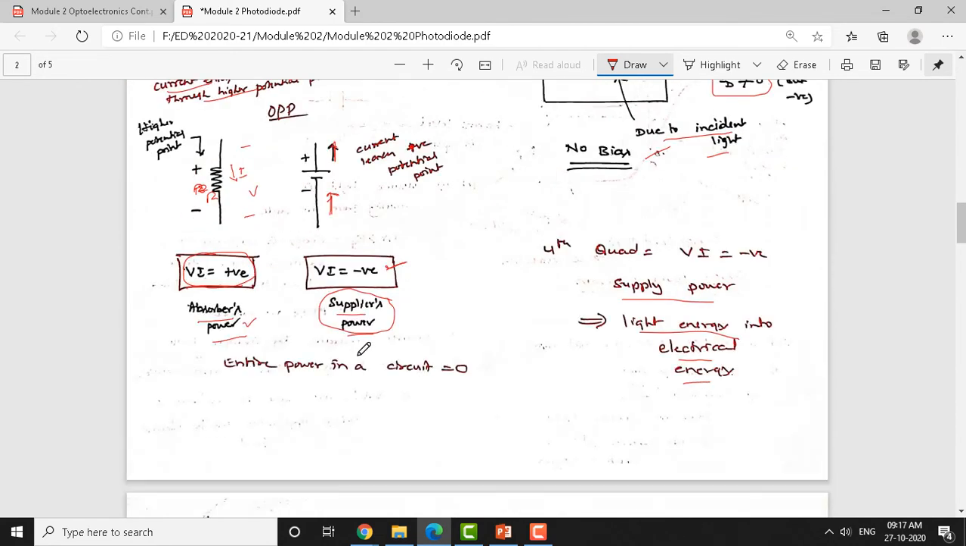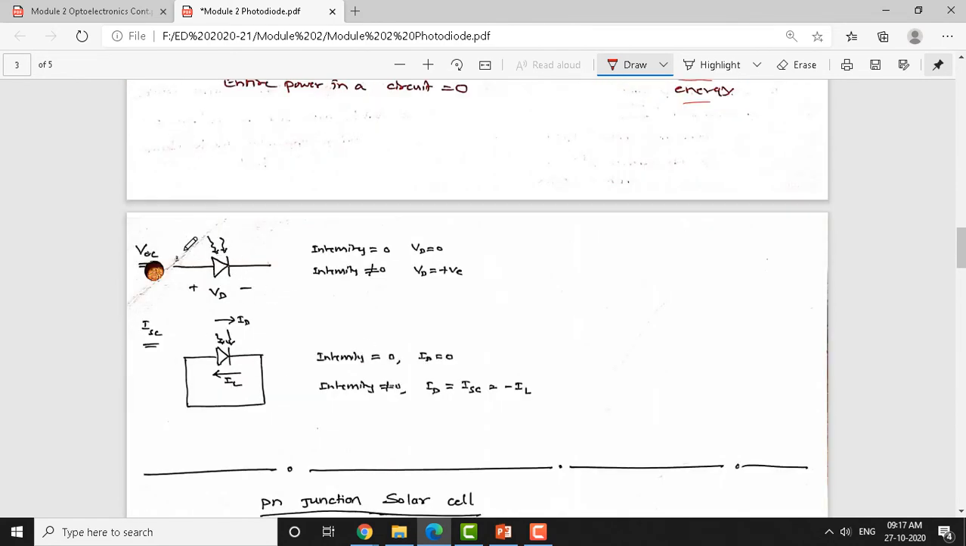To calculate that, we can use this circuit mechanism here. VOC means it is an open circuit across this. Okay. So, we are not going to do a short circuit here. Intensity is going to be 0 and the voltage across the diode is also going to be 0. When intensity is not equal to 0, what happens here? The VD is going to be positive. Whereas in the short circuit condition, you can observe here, when you make the intensity 0, the current is also going to become 0.